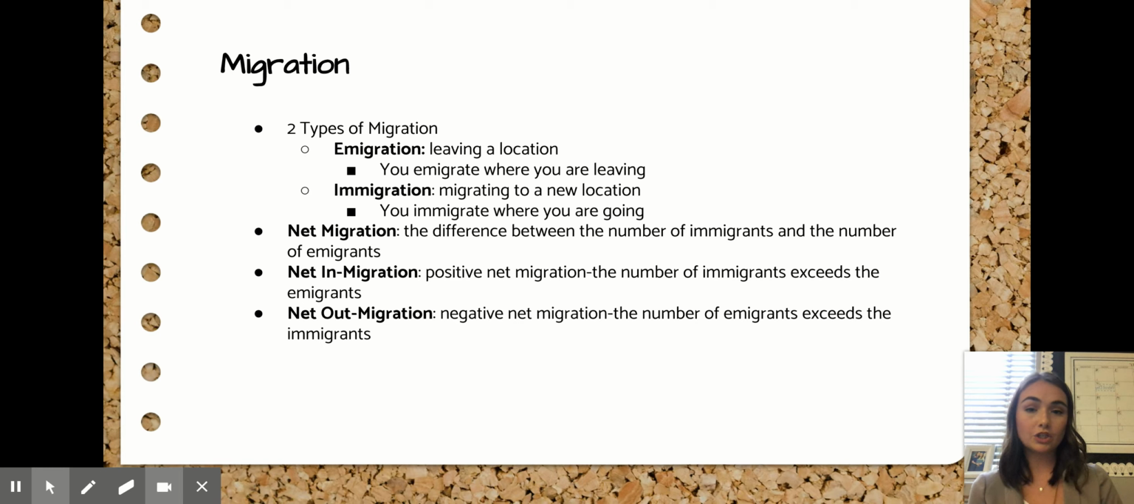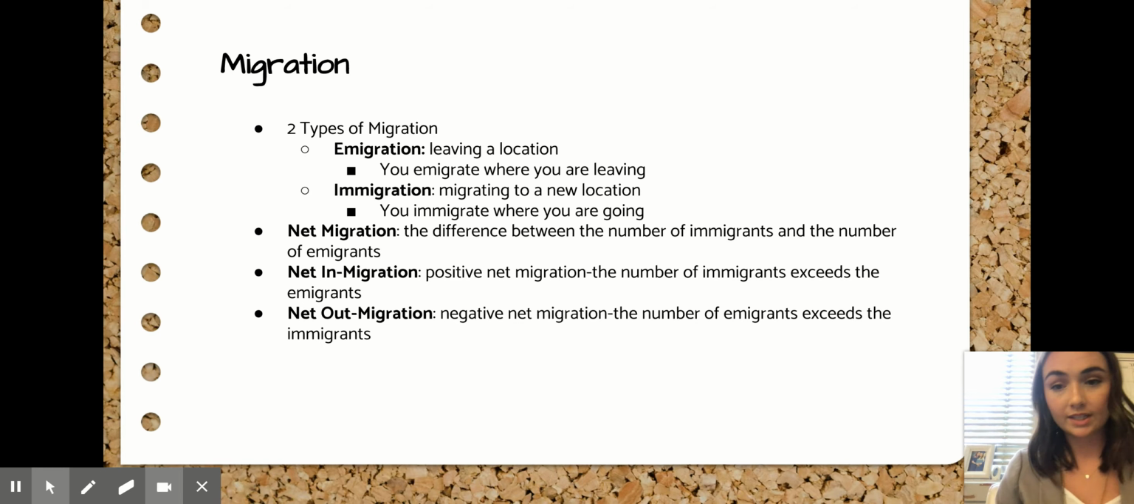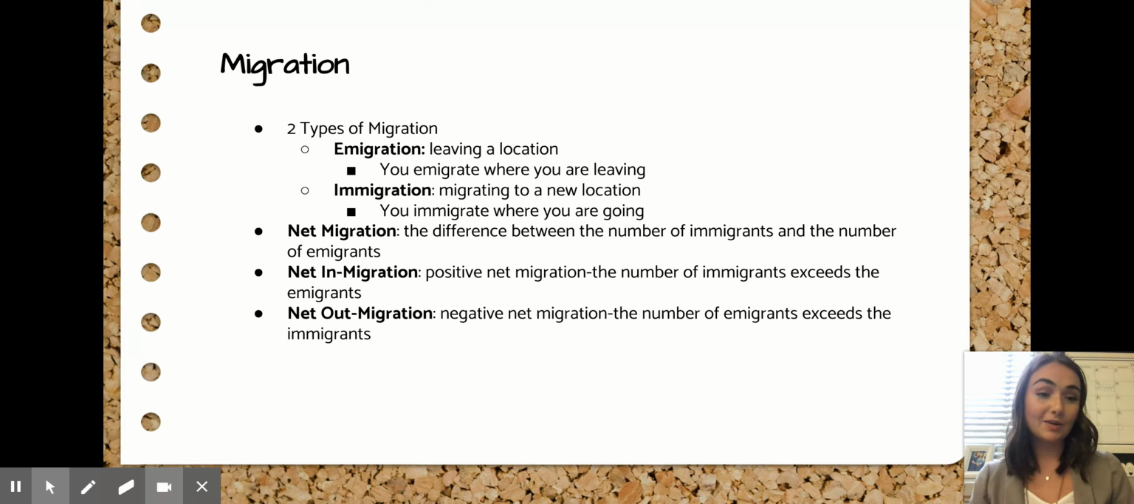So net migration is the difference between the number of immigrants and the number of emigrants. So you're trying to figure out, do you have more people coming in or do you have more people leaving? So net in-migration means that the number of immigrants with an I exceeds the number of emigrants with an E. So net in-migration means we have more people coming in than we have going out.